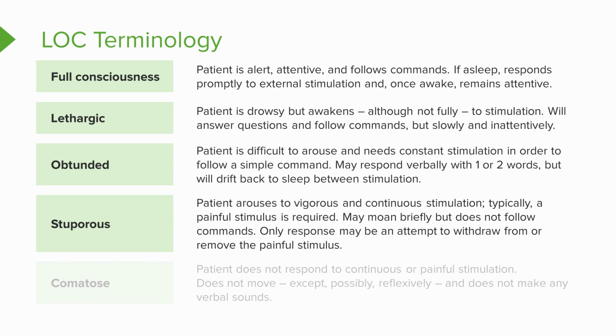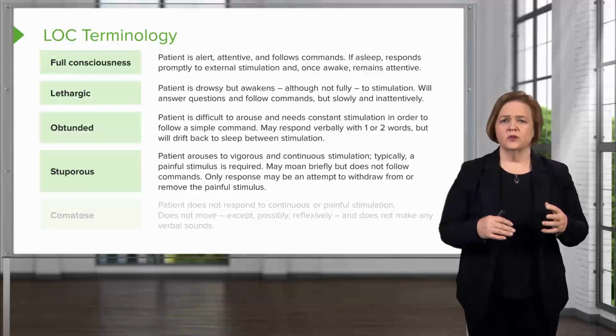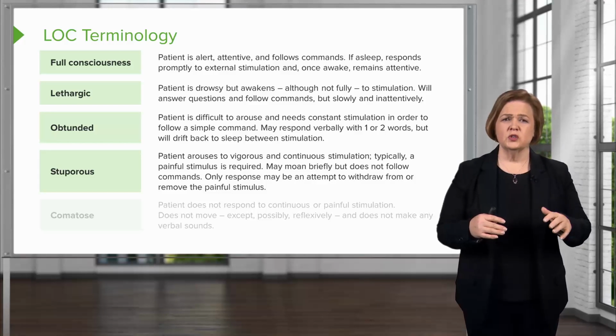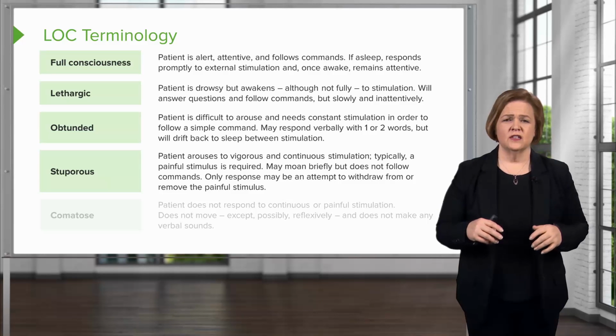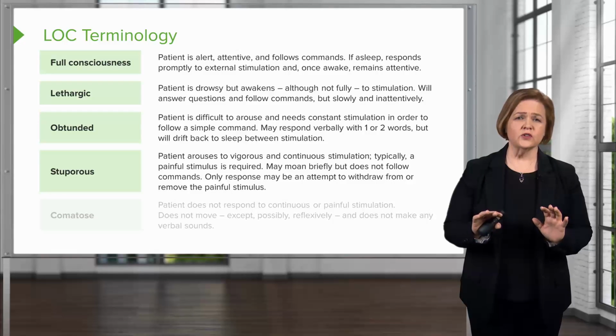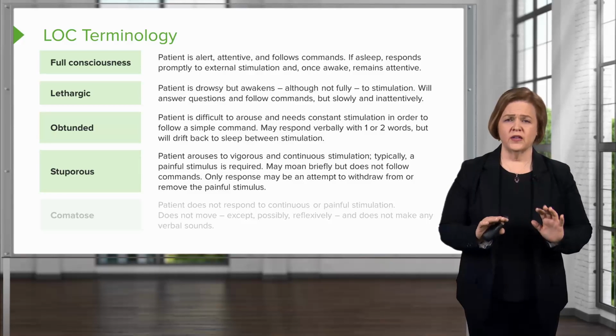So we've gone from fully awake and alert and talking, to kind of lethargic and drowsy, to obtunded, where you keep falling asleep, to stuporous, which requires constant stimulation that's painful. They might moan briefly, but don't follow commands, only responding with an attempt to withdraw from the pain. So in obtunded, you're really sleepy, you respond verbally with 1 or 2 words, but you go back to sleep. Stuporous, they're not going to follow commands. What they might do in movement is try to get you away, pull their hands back, or do whatever if you're using painful stimulus, but they're not following commands.